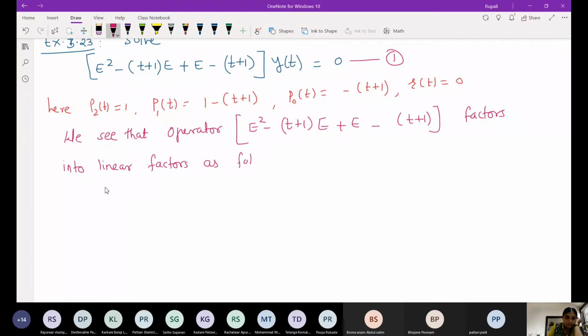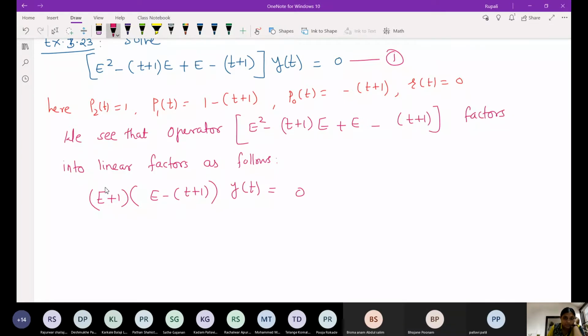What are the factors for this? I can write this as (E plus 1)(E minus t plus 1), and this operator operated on y(t) is equal to 0. Is that right? If you take the product of this, you will get E squared plus t plus 1 E plus E minus t plus 1. Is that okay?